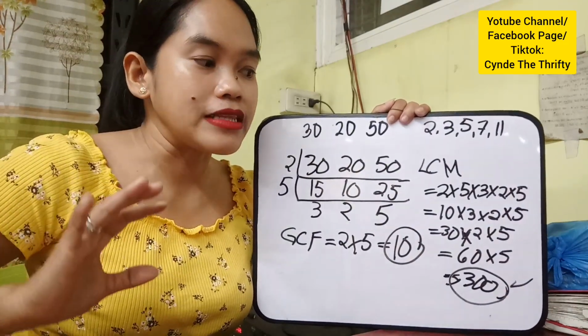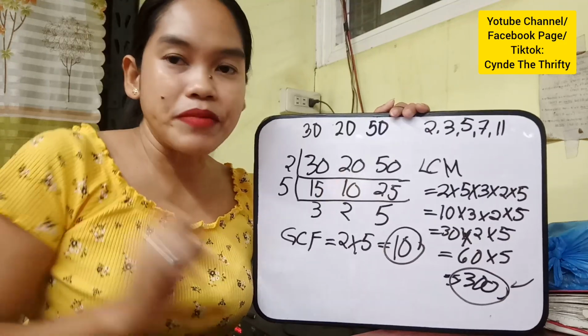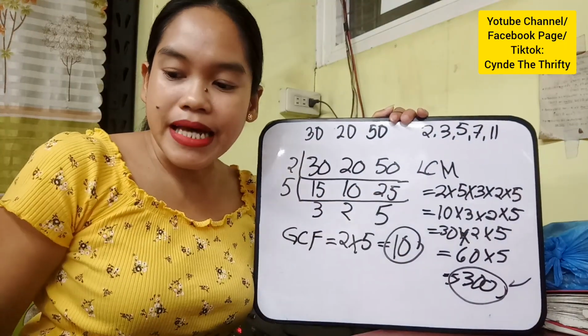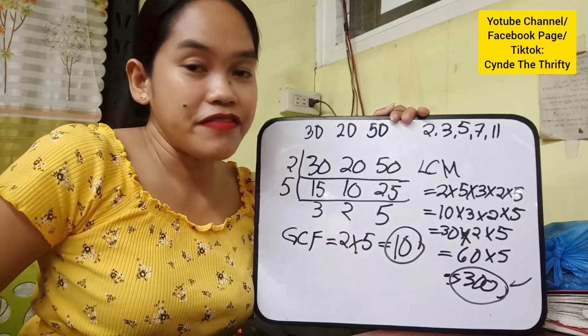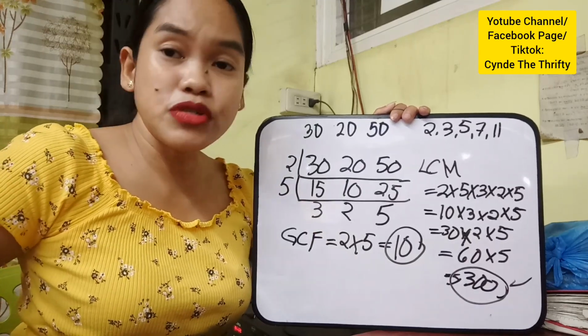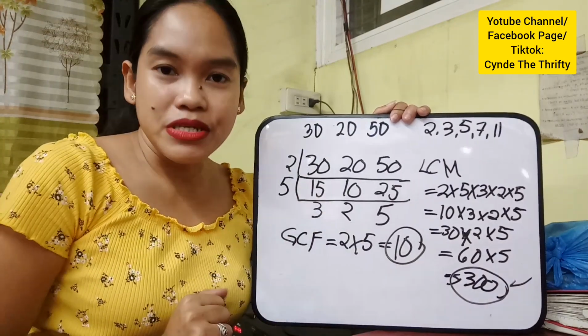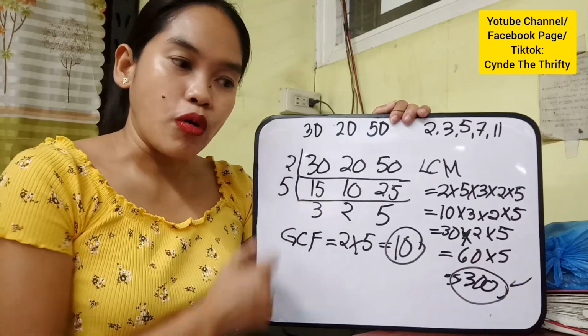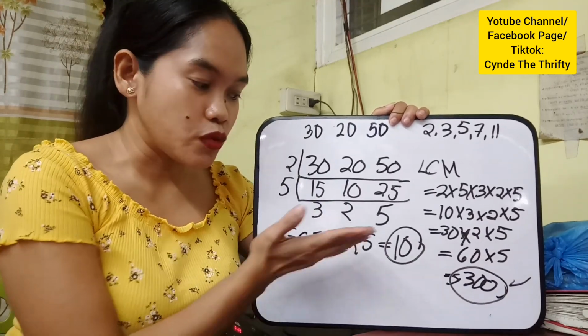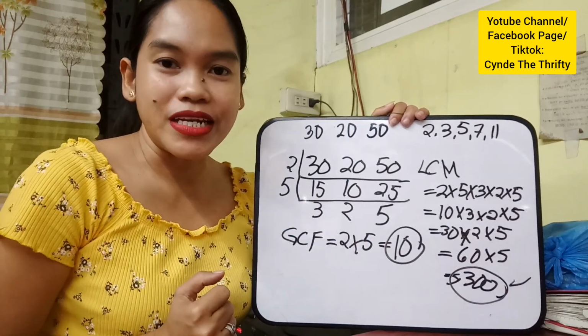Basta alam mo lang yung tatlong term natin, which is the prime number. Dapat alam mo itong prime number. Pagkatapos ang GCF, kung ano yung GCF at LCM. So, masosolve mo talaga using our continuous division. At mas madali pa to compare sa doon sa mag-factor-factor tayo. So, mas madali itong continuous division natin.